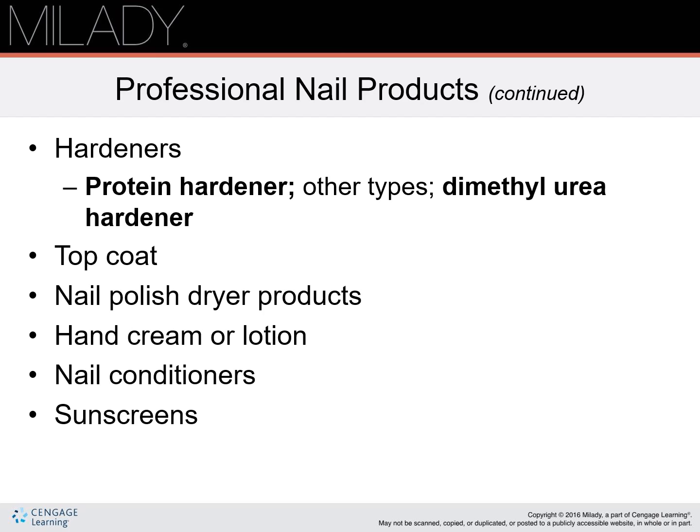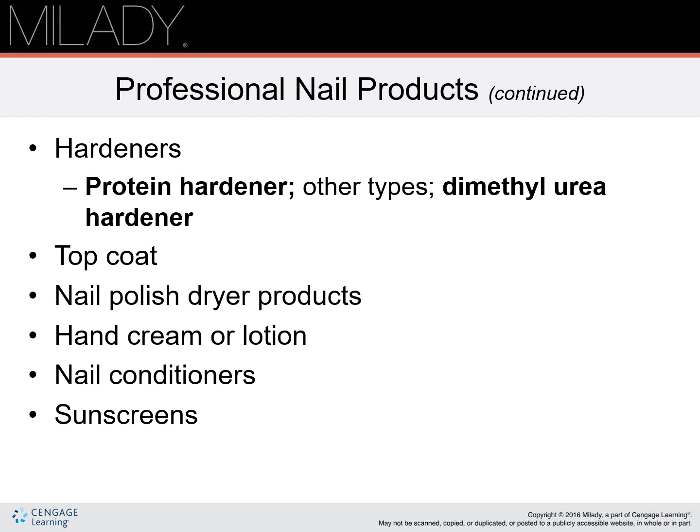A top coat. This is used over the nail polish. It is to prevent chipping, to add shine to the finished nail. The main ingredient in this is going to be acrylic or cellulose, a top film former. Nail polish dryer products. They're accelerators for drying of the nail polish. These are used over the top coat. Most of these come in spray form.